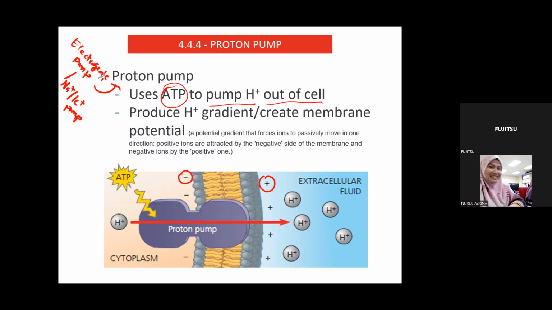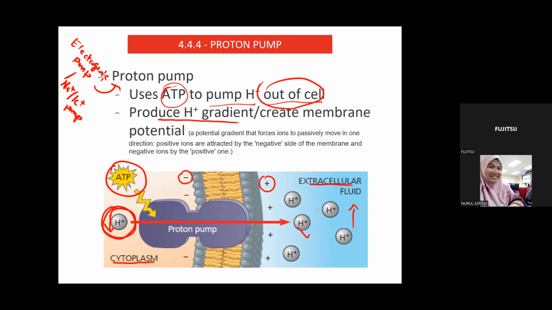Maknanya hydrogen ion daripada dalam sel keluar daripada sel, melawani kecerunan kepekatan. Tengok ni, hydrogen inside of the cell is low concentration and hydrogen in the outside of the cell is high. So, this proton pump uses ATP to transport hydrogen ion from the cytoplasm into the extracellular fluid, which is against the concentration gradient. And when this hydrogen ion is pumped out of the cell, it will produce hydrogen gradient.